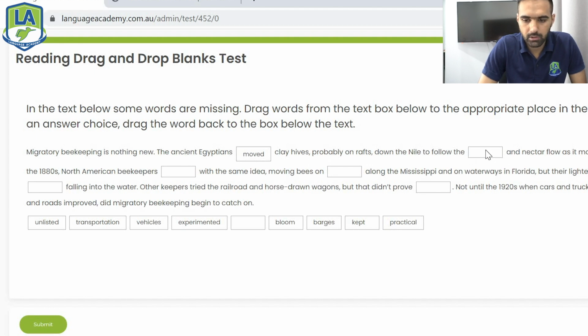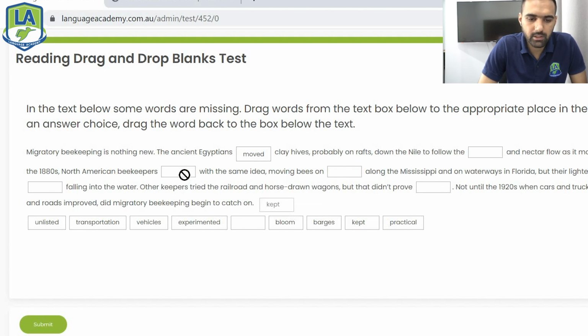I'm not really sure about this. Let's come to this afterwards. In the 1880s, North American beekeepers dash with the same idea. Unlisted with the same idea, transportation with the same idea, vehicles with the same idea won't make any sense. Experimented with the same idea can be the right answer, because they're talking about 1880, so it should be something of a past tense or second participle. Bloom with the same idea? No, bloomed will make more sense. Kept with the same idea?